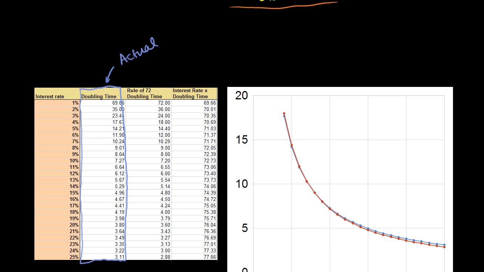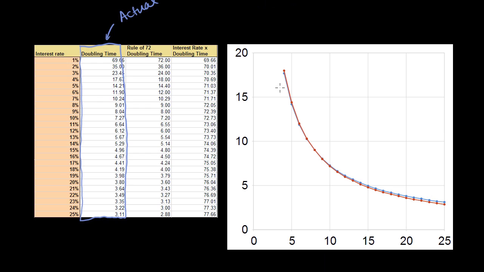And I plotted it here too. If you look at the blue line, that's the actual. So I didn't plot all of them. I think I started at maybe 4%. So if you look at 4%, it takes you 17.6 years to double your money. So that's that dot right there on the blue. At 5%, it takes you 14 years to double your money.